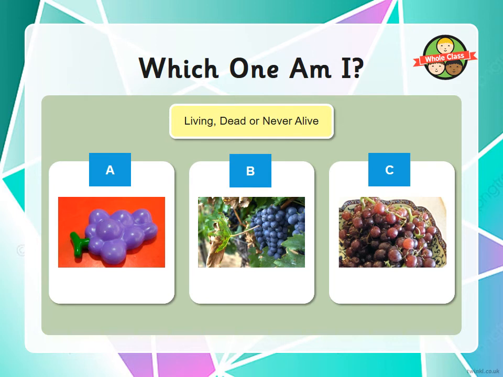Same goes for these. Picture A. These are toy grapes. Never alive because they are made of plastic. These are fruits growing on the tree, so they are still alive because they're still on the tree. Picture C, this picture shows we already picked the grapes from the tree. So they were once alive and now they are no more alive. So we will use the word dead.